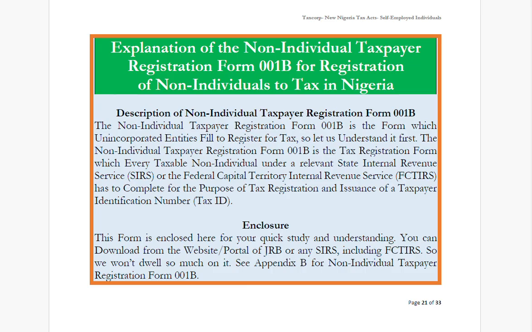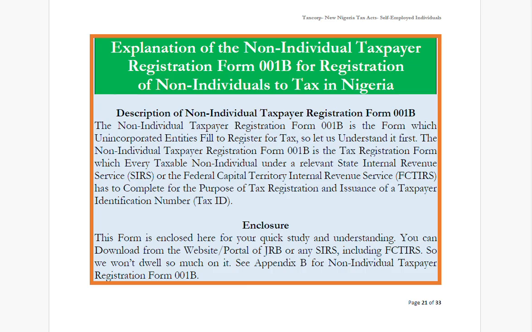The non-individual taxpayer registration form 001P is the tax registration form which every taxable non-individual under a relevant State Internal Revenue Service or Federal Capital Territory Internal Revenue Service (FCTIRS) has to complete for the purpose of tax registration and issuance of a taxpayer identification number, which we call tax ID.